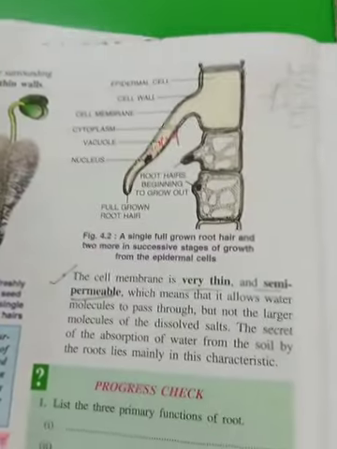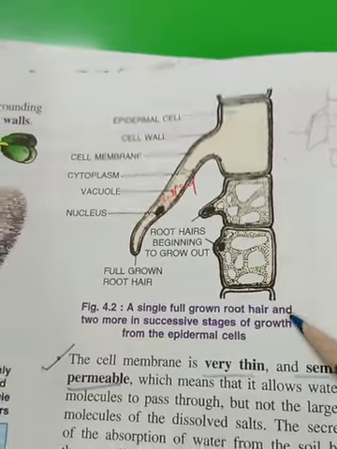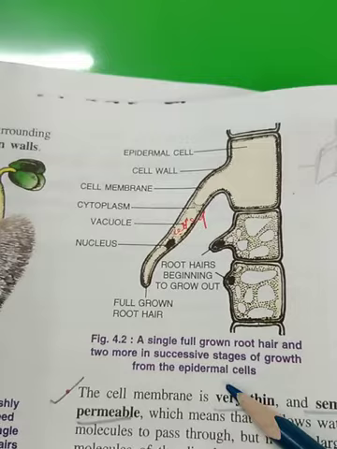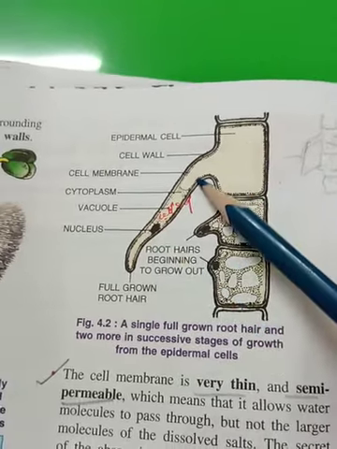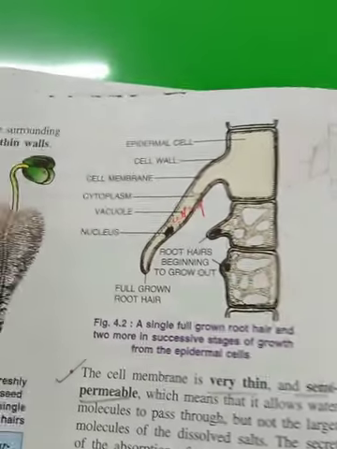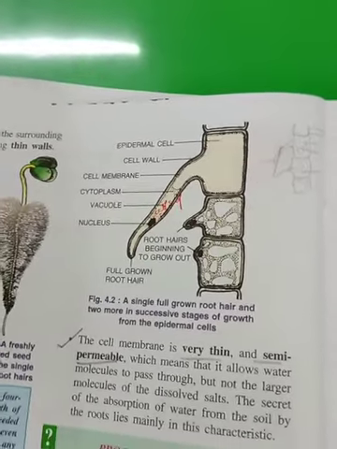I'll show you. This is a simple diagram here. Same page, number 36. A single fully grown root hair and two more in successive stages of growth from the epidermal cell. This is a single fully grown root hair. You can see this. And there are two more that are in process of growth. The same I'll show you through a diagram that I have made for you in a better way so that we discuss about the root.